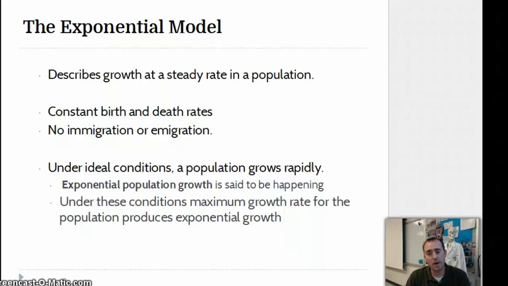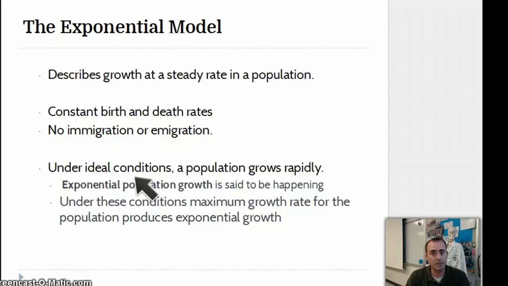Now finally, we have two models that describe how a population grows. The first model is called the exponential model. You may have heard this word in math class. This describes growth at a steady rate in a population. We're going to assume that the birth rate and death rate are staying the same. They're being held constant. One's not increasing and decreasing over the period of time. They're basically staying the same number. We're also going to assume immigration and emigration are not playing a factor.